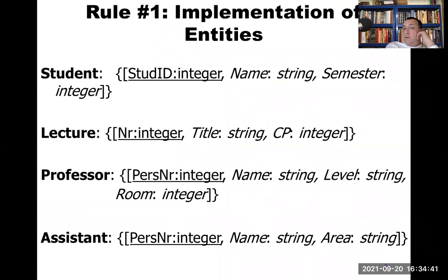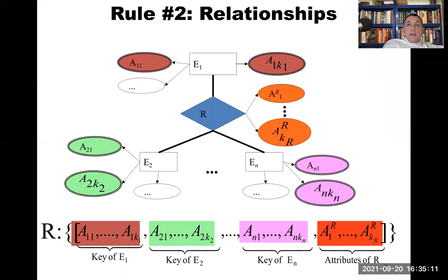So student is a table of 3 fields, stud ID, name, and semester. Lecturer consists of lecture number, title, and points, and so on. And key is a key attribute from entity. So first rule, how to implement entities in form of tables, is too simple. Next, I think, is how to implement relationships.